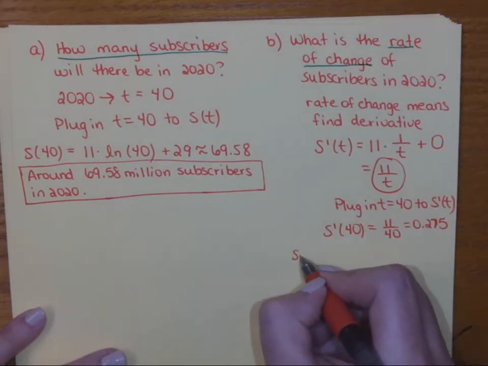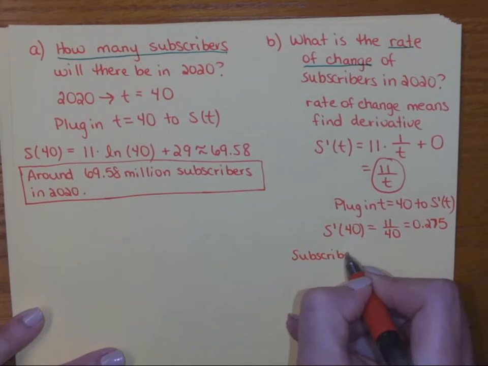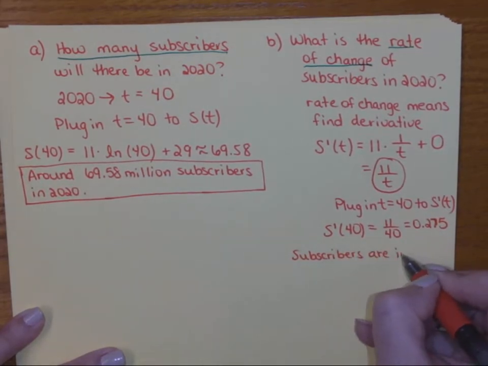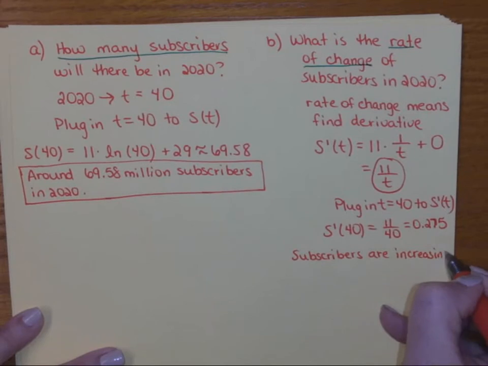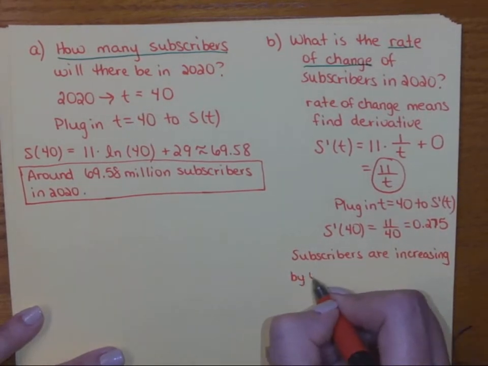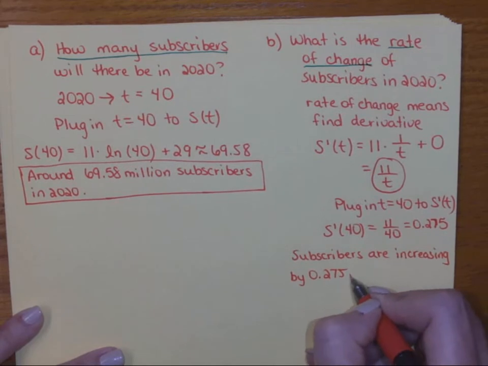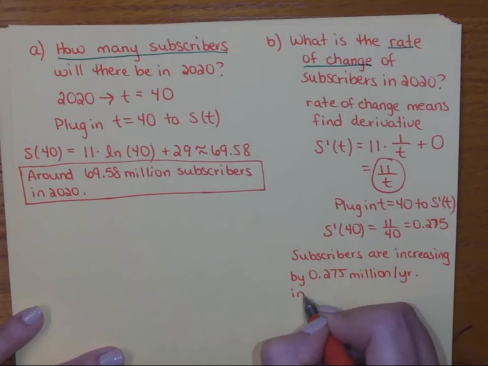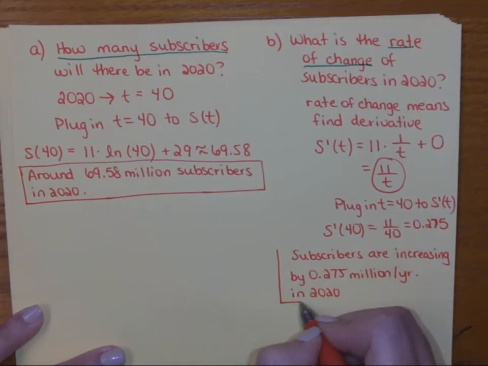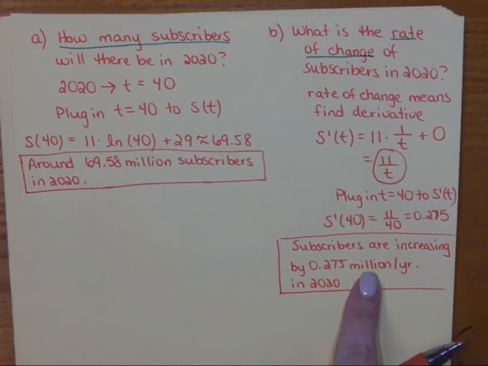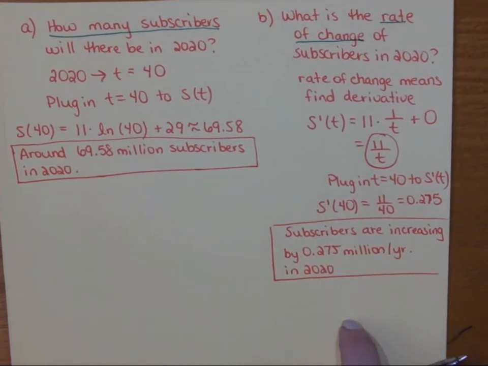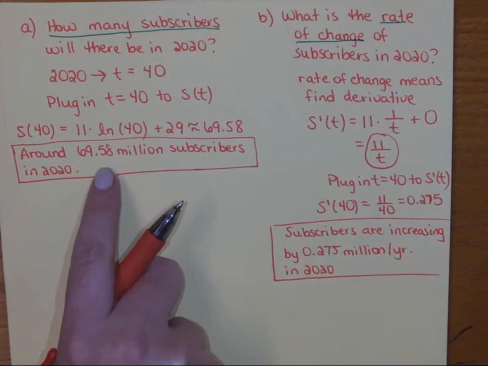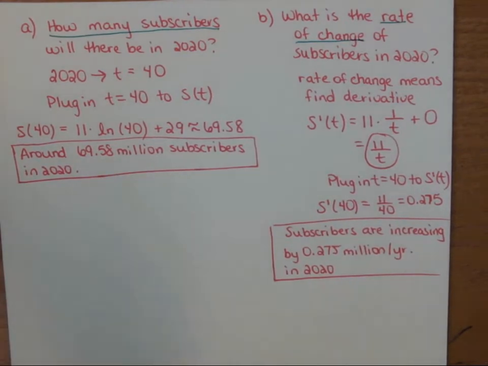Make sure you understand how to say this, though. This means that the subscribers are increasing. By the way, it's increasing because it's a positive derivative, but it's increasing by 0.275 million per year in 2020. In other words, we're not saying there's 0.275 million in that year. We're saying the increase is 0.275 million. Because actually this is the number of subscribers. So think of a rate of change like you should have something per something, usually a unit of time. So a number per unit of time.